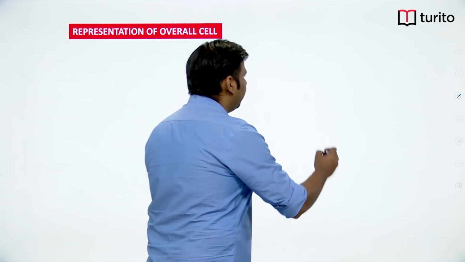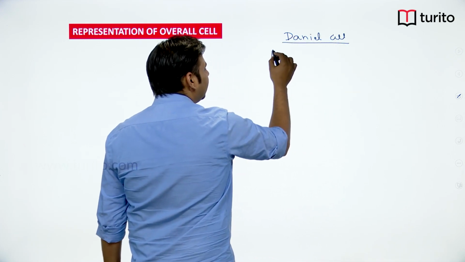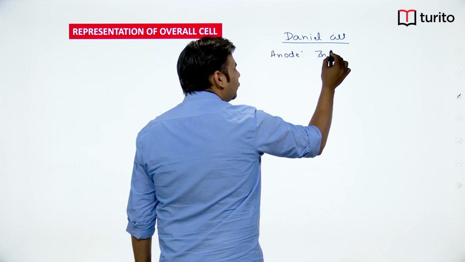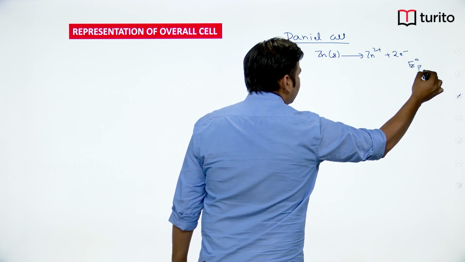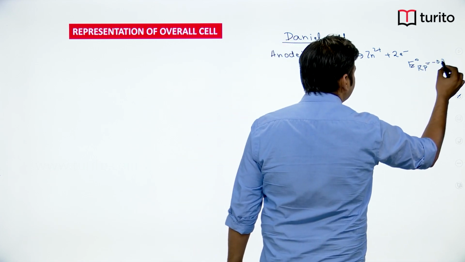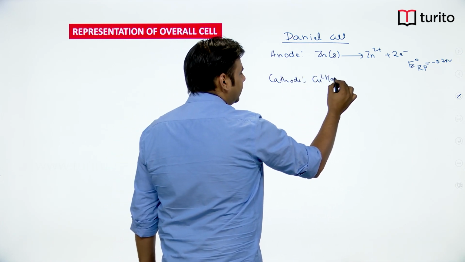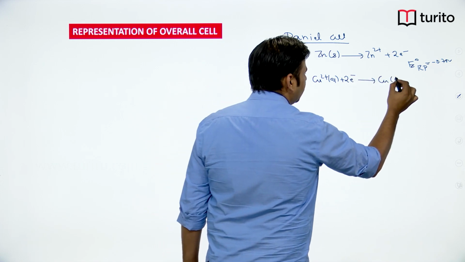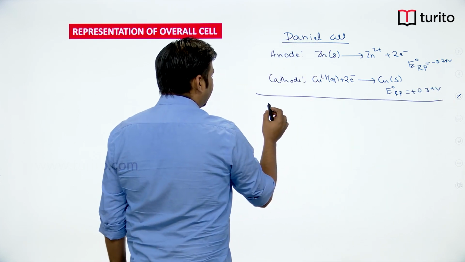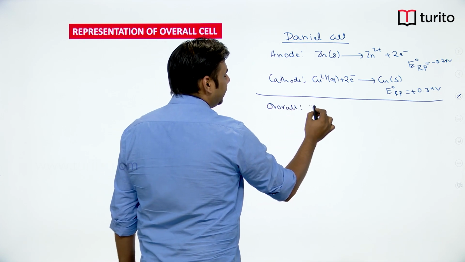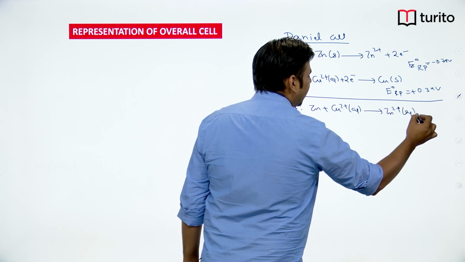Suppose we want to find the EMF of a Daniell cell. Now we know that in a Daniell cell at anode oxidation is taking place. So zinc would get oxidized into zinc 2 plus plus 2 electrons. We know that the reduction potential of this is minus 0.76 volt. And at cathode a reduction of copper 2 plus is taking place, changing into copper solid. The reduction potential of this is plus 0.34 volt. The overall reaction would be zinc plus copper 2 plus aqueous changing into zinc 2 plus aqueous plus copper solid.